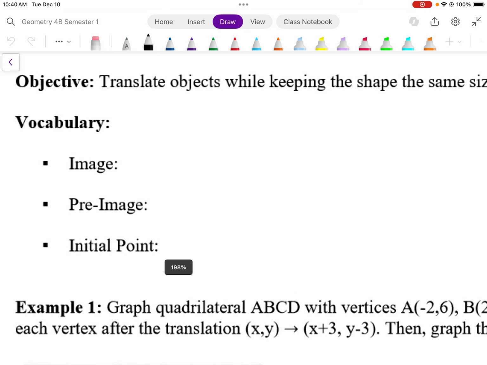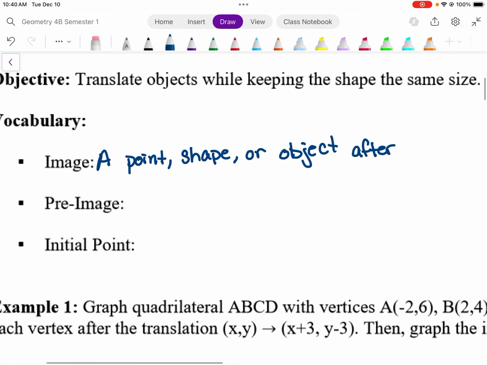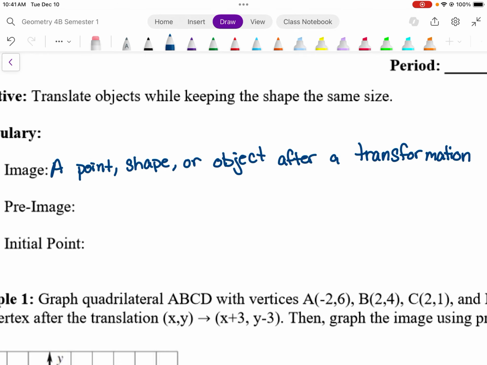And some important vocabulary that you're going to need is image, pre-image, and then initial point. So for an image, it is a point, shape, or an object. And then this is going to be after a transformation. And a transformation, again, is just some type of movement. So a key word here is after a transformation.